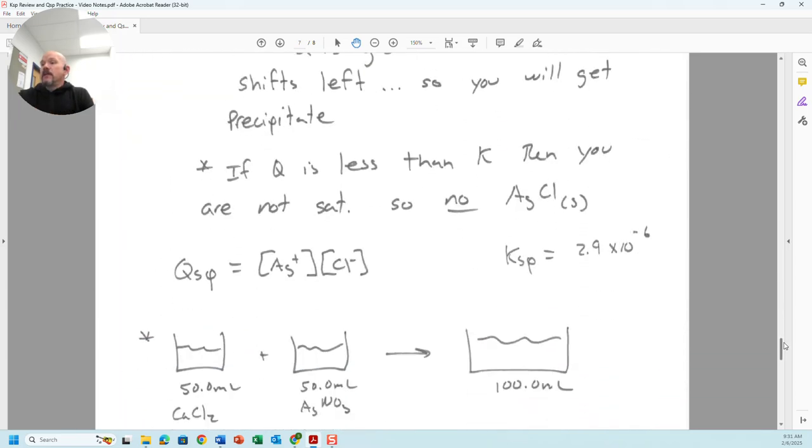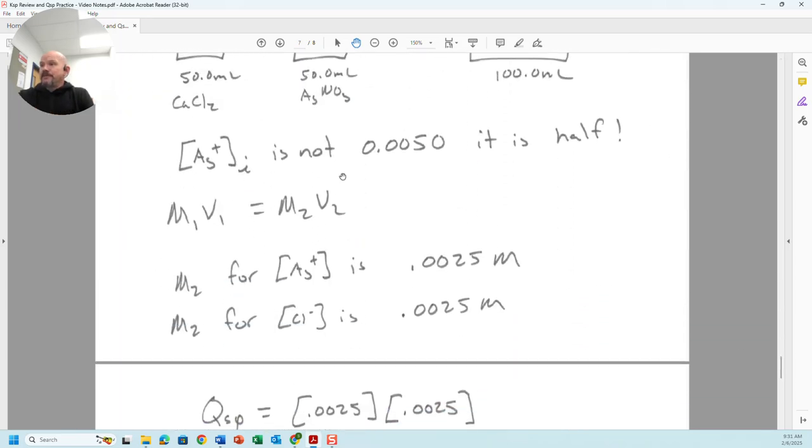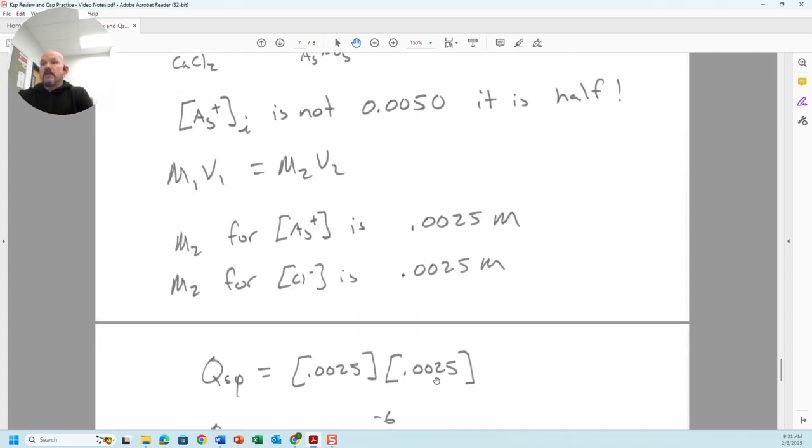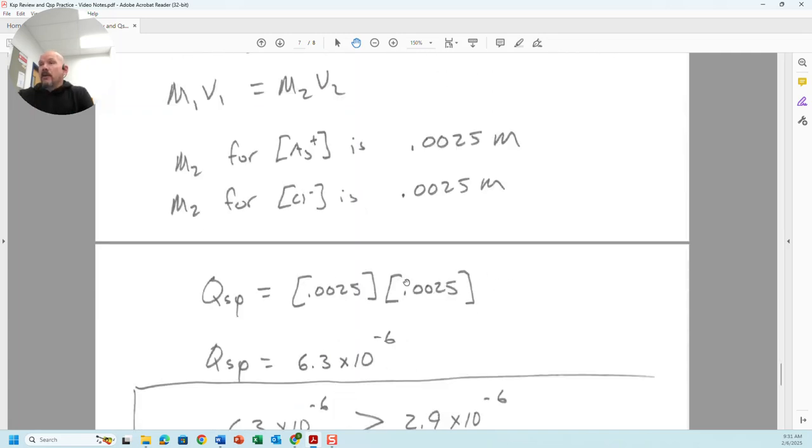So if you do M1V1 equals M2V2 for both the silver and the chloride, they come out to be the same number, right? The silver concentration was 0.005, and then it cut in half, and the chloride was also 0.005, not 0.0025, that was the calcium, but the chloride was 0.005, and then we cut that in half, and we got our M2. So that's what you would plug into the Qsp expression. We don't have to square anything or cube anything because it's one silver ion and one chloride ion, so Qsp equals the silver concentration times the chloride concentration, okay?